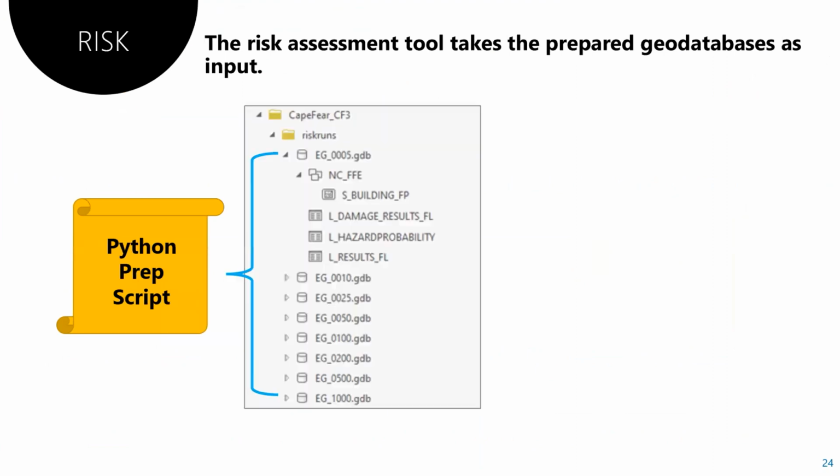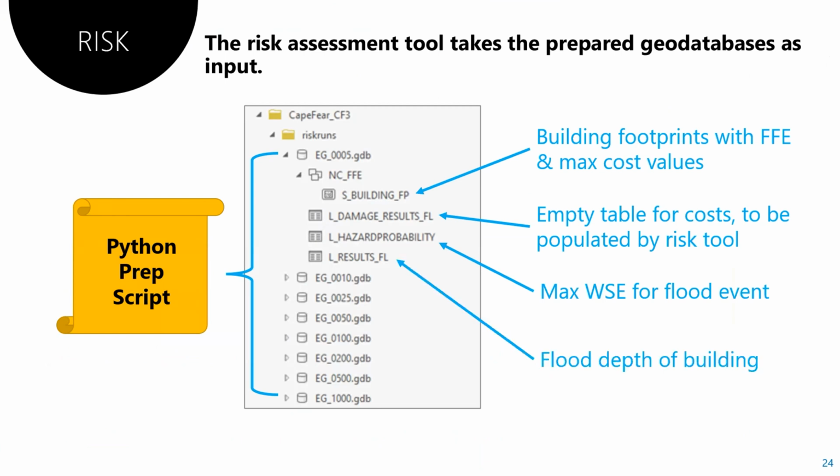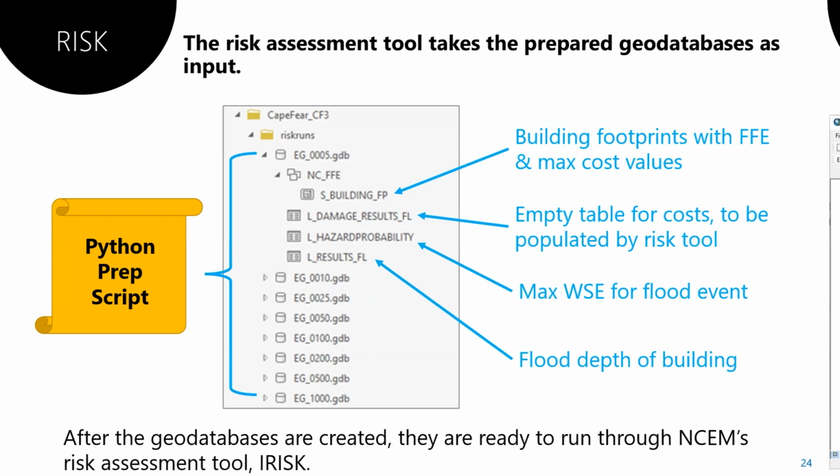So once we go through our Python prep script, we have these products. And this is a geodatabase for each recurrence interval that we're running an analysis for. Our building footprints have the FFE and max cost values. They also have other attributes that are going to be helpful in summarizing our impacts. We have an empty table for costs that will be populated by the IRIS tool, maximum water surface elevation for each flood event, and the flood depth of the building. After these geodatabases are created, they're ready to run through NCEM's IRIS tool.